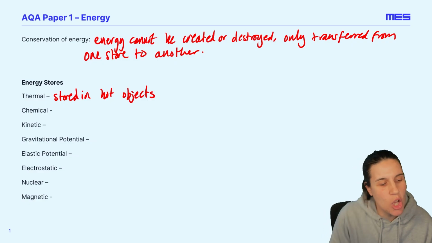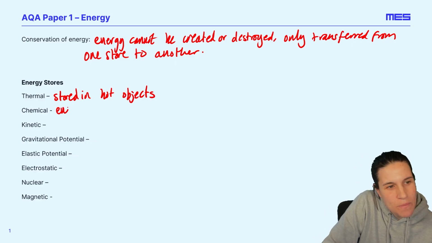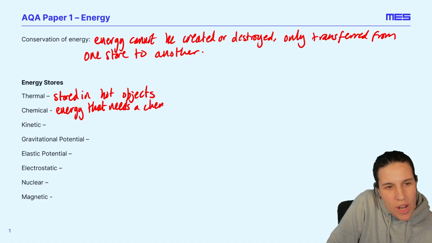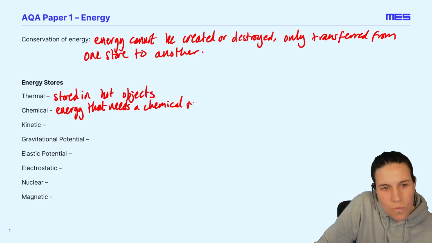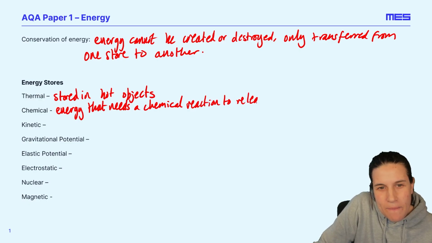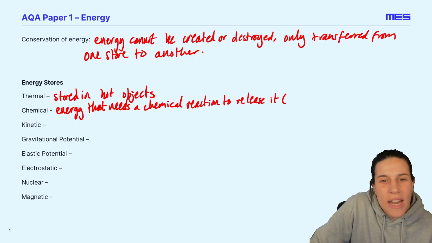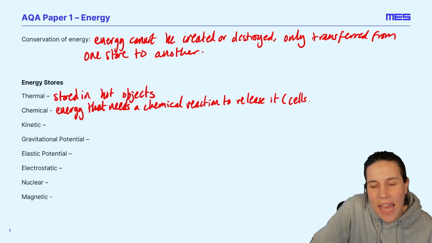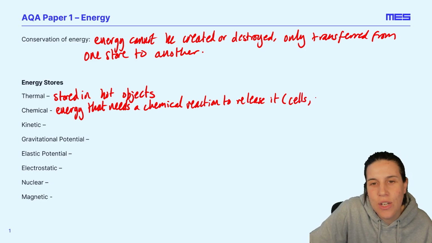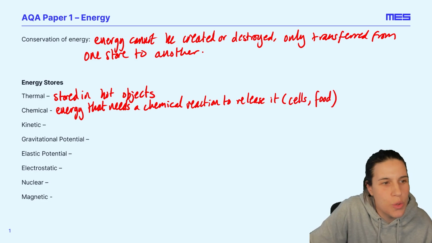Next up, we've got chemical energy, and this is energy that needs a chemical reaction to release it. Really common examples are cells when we get to circuits, and also food.